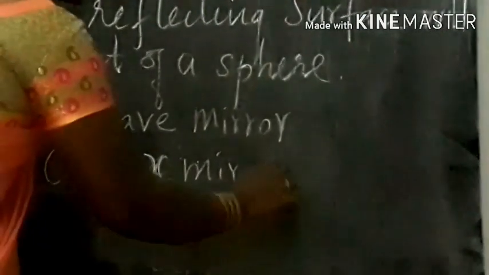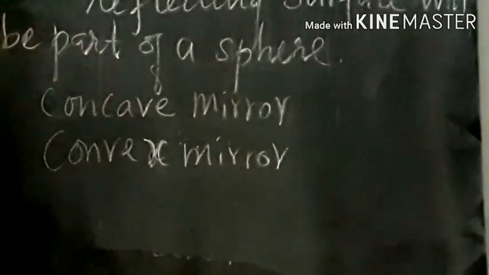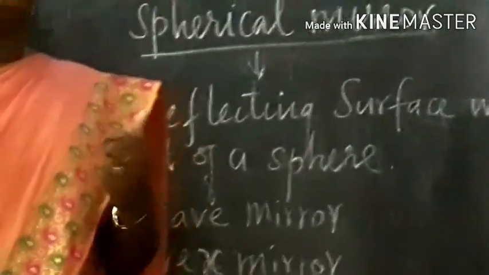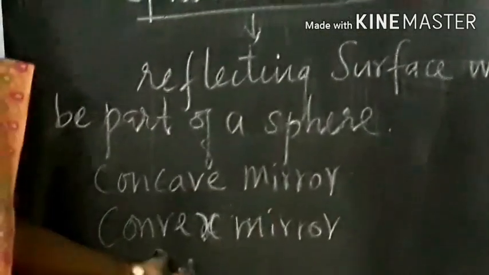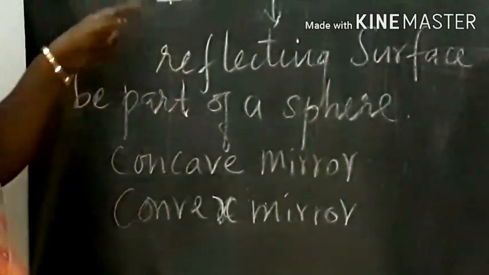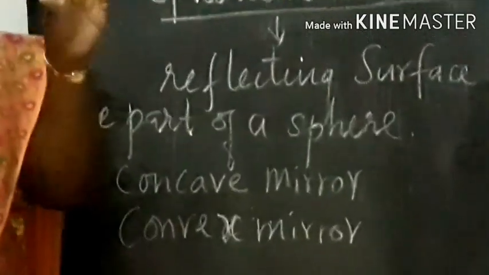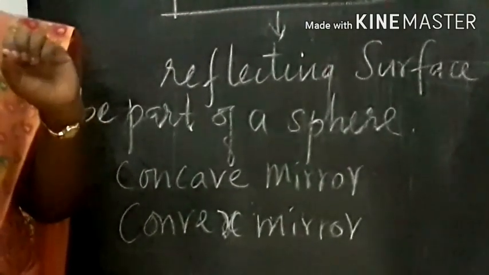So what is a convex mirror? A convex mirror is also a spherical mirror in which the reflecting surface is curved outwards. It is called a convex mirror. So what is a spherical mirror? If the reflecting surface is a part of a sphere, then it is a spherical mirror.